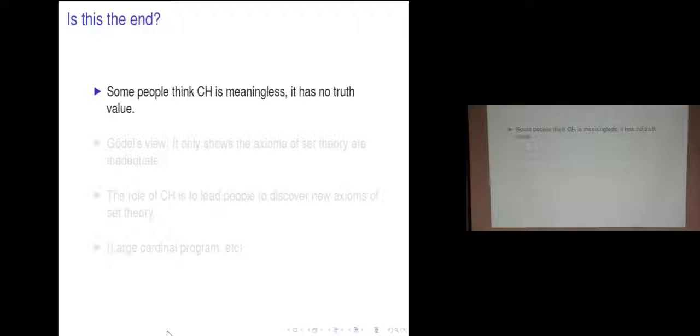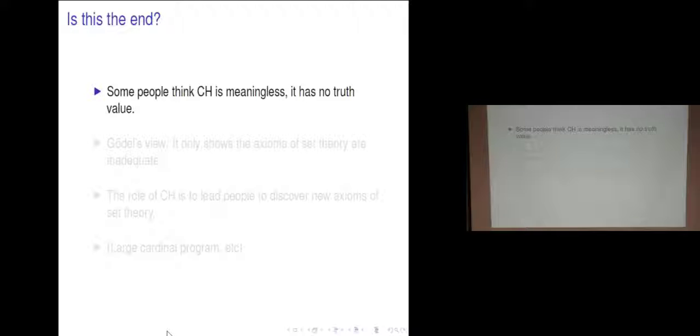Okay, so now is this the end? So we know that the continuum hypothesis is independent. Now, for those who think it must have an answer, how do we get the answer? Okay, so after this, there are two schools. One school thinks this question actually is meaningless. It has no truth value. So why is it so?